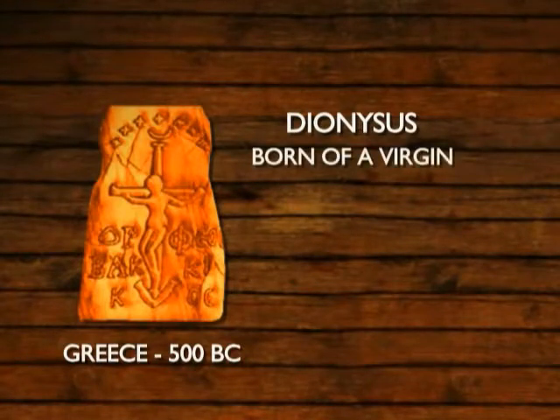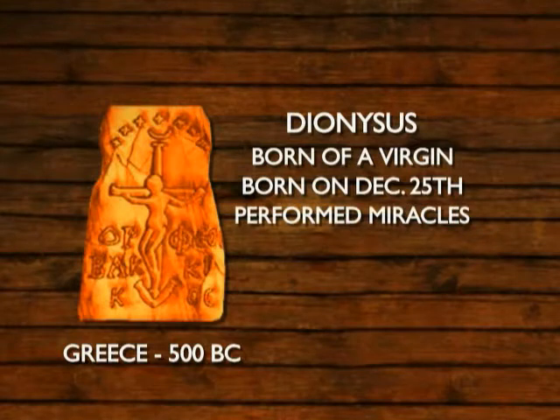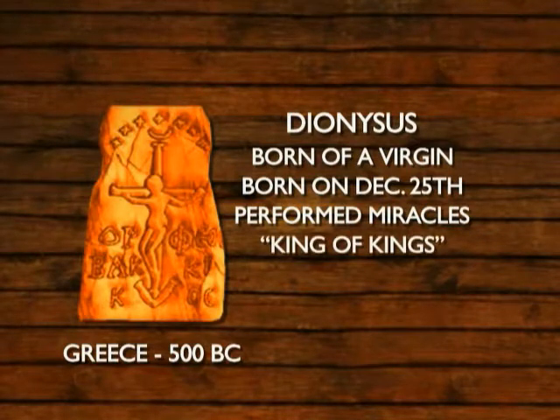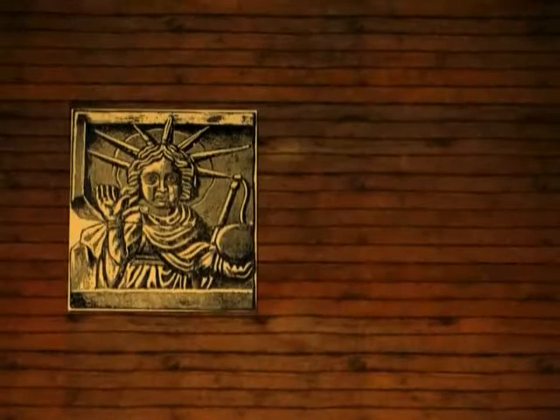Dionysus of Greece, born of a virgin on December 25th, was a traveling teacher who performed miracles such as turning water into wine. He was referred to as the King of Kings, God's only begotten Son, the Alpha and Omega, and many others. And, upon his death, he was resurrected.